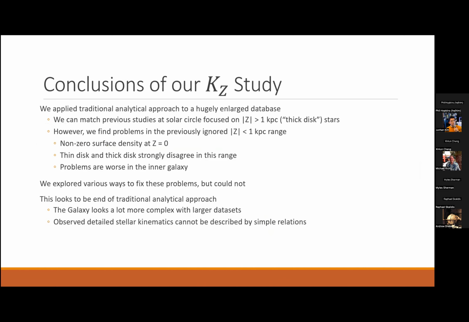So, in the end, we applied the traditional analytical approach to a hugely enlarged database. We can match previous studies and also the model itself at the solar circle, focusing on thick disk stars. However, we found problems in previously ignored ranges and samples, and there are majorly 3 of them. We tried to explore various ways to fix this problem, but we could not get a very satisfactory answer.